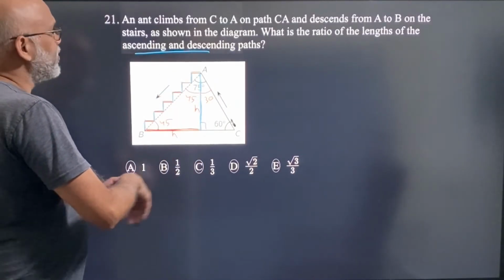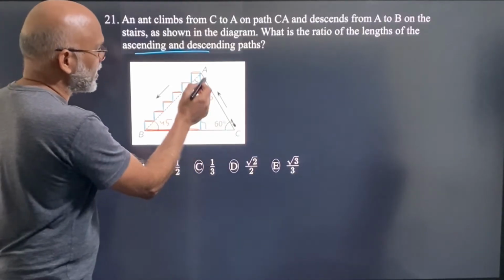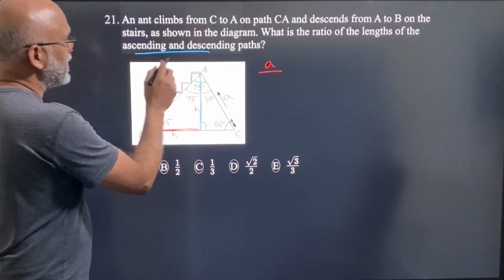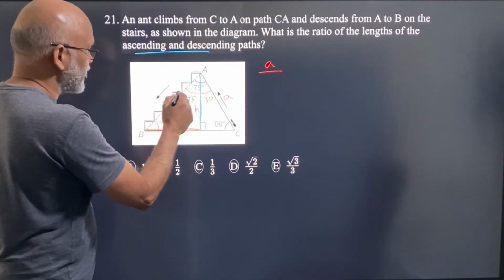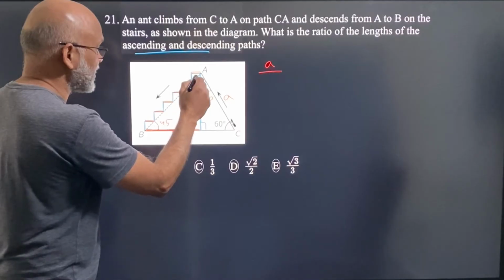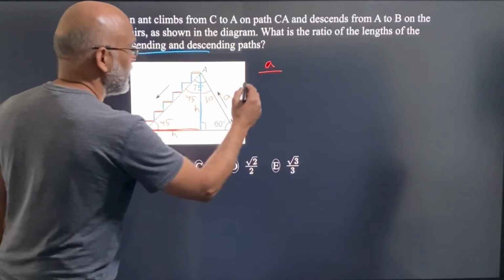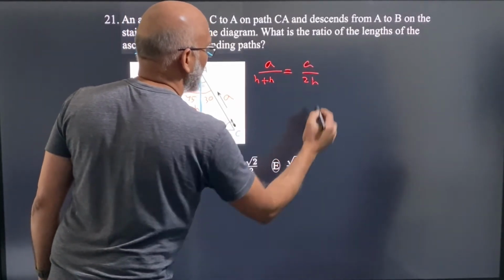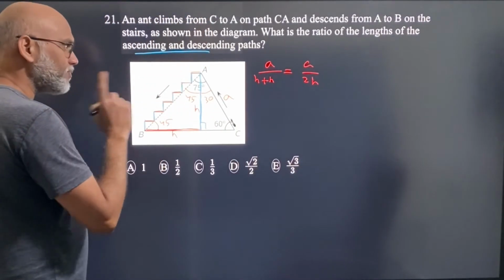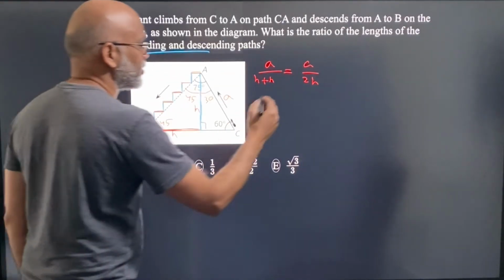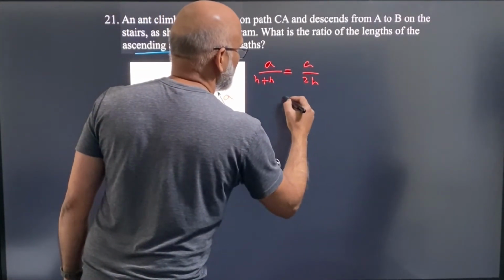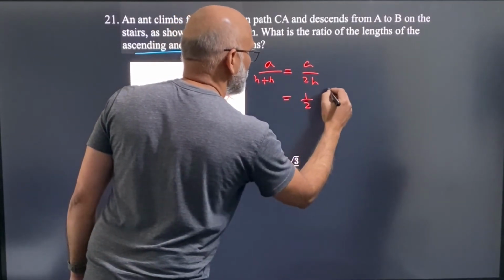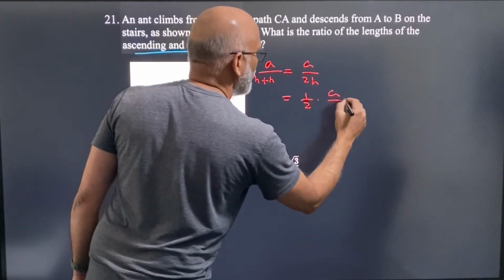Now let's try to write the ratio of ascending. Let me call this ascending path A. So A over descending. Descending is this staircase, but we just figured out that the staircase is nothing but going like this and like this. So there is h plus another h, so there is A over 2h. I want to do a little bit more simplification to that. So this is nothing but 1 by 2 times A over h.